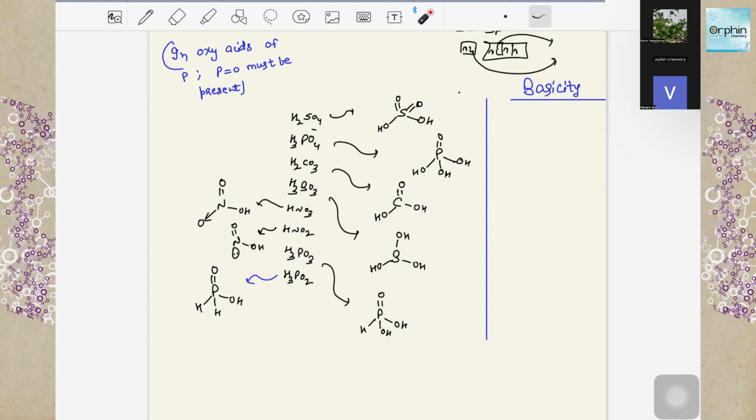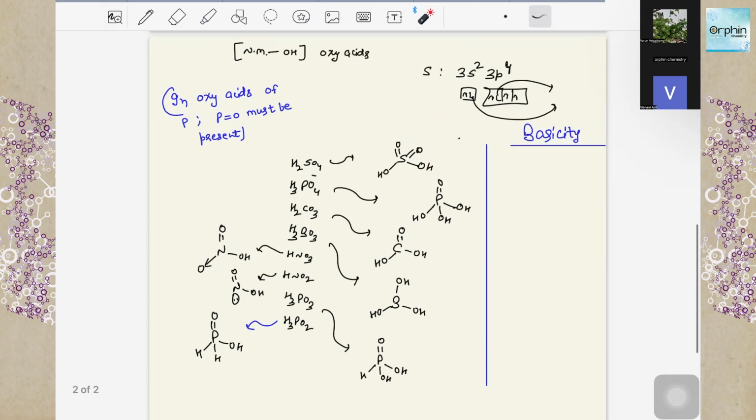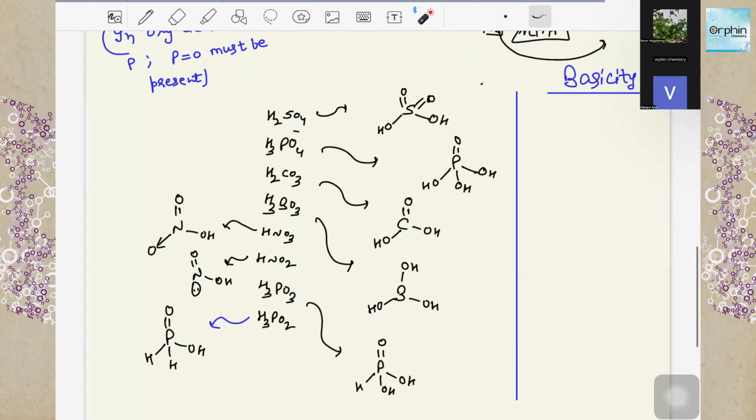So to find the basicity, we just have to check how many hydrogens are connected with oxygen. That is simply the basicity. So for H2SO4, the basicity is 2. H3PO4, 3. H2CO3, 2. H3BO3, no. For H3BO3, it is not 3, it is 1. HNO3, it is 1.